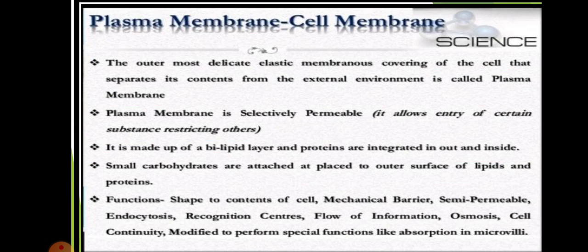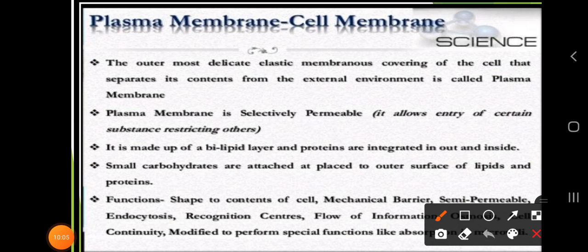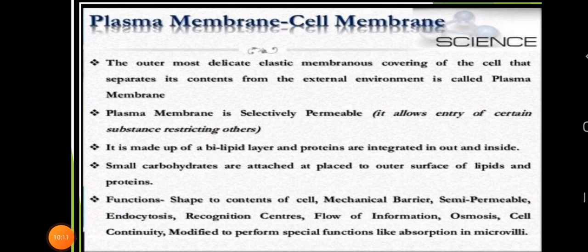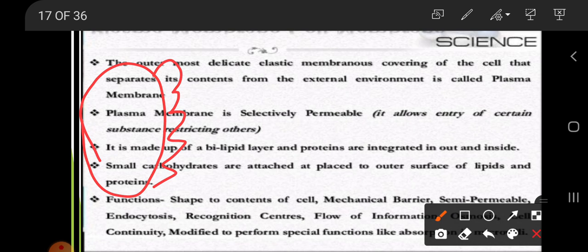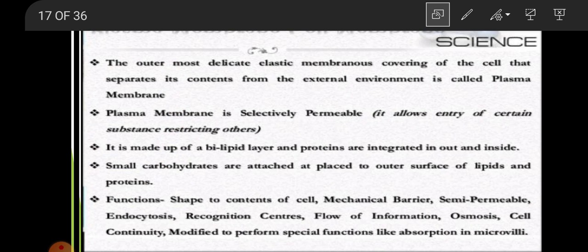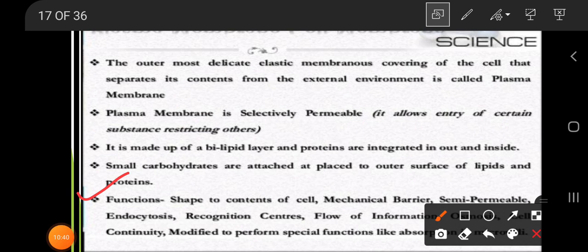So dear students, when we are talking about the plasma membrane, the first thing you have to keep in mind is what it is made up of. It is made up of lipids and proteins. Which type of layers are there? That is the bilipid layer, so between the two layers it exists. And small carbohydrates are attached at places to the outer surface. So on the outer surface, what is present there? The carbohydrates.